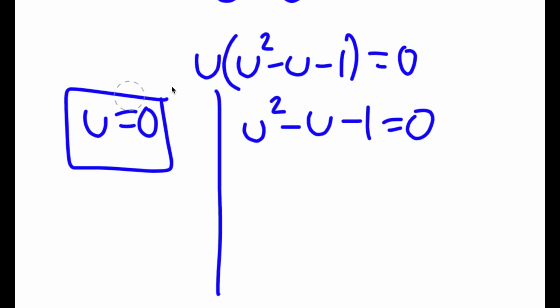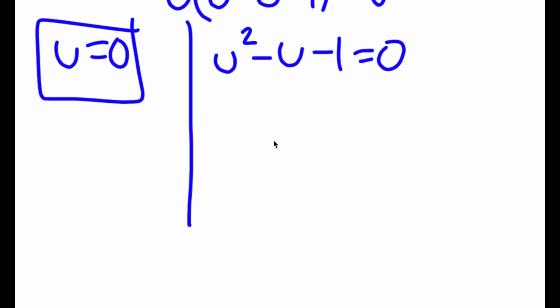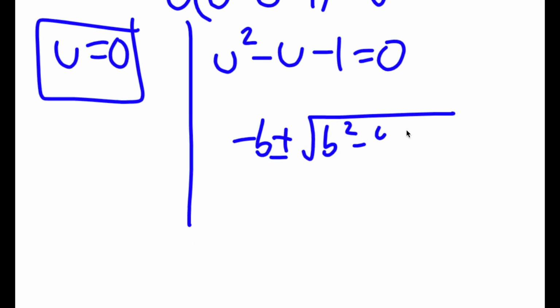So as you see, we already have one solution of u. So now to solve this, I'm going to use the quadratic formula, negative b plus or minus the square root of b squared minus 4ac all over 2a.